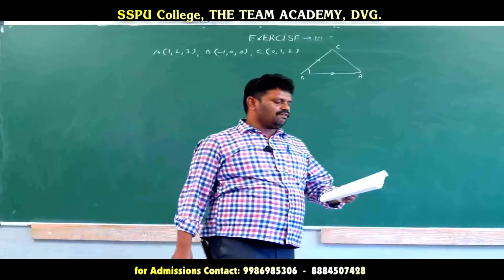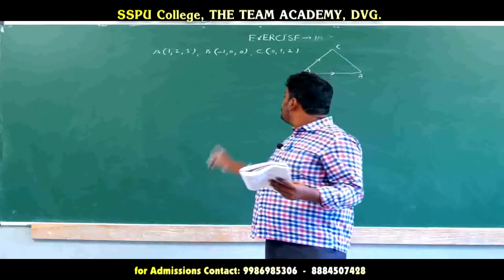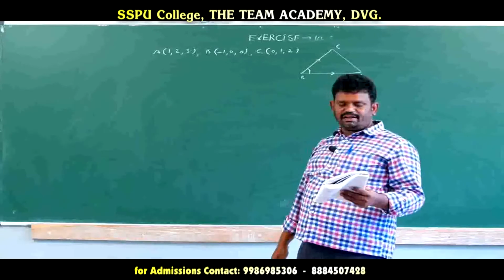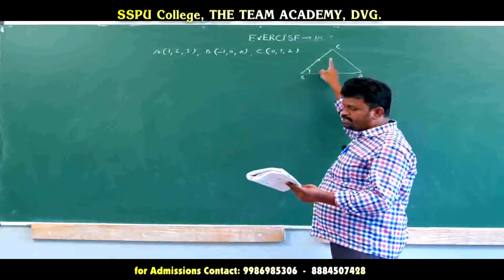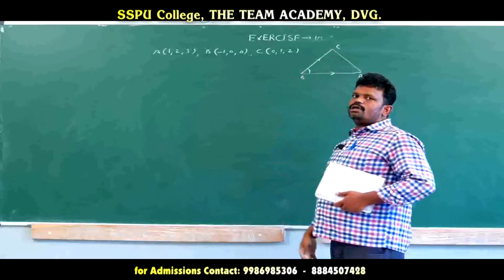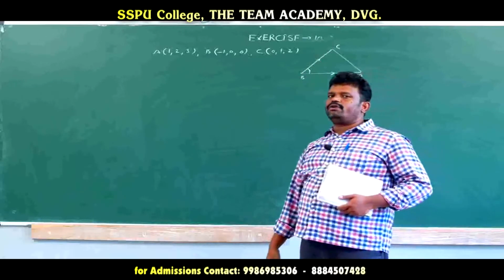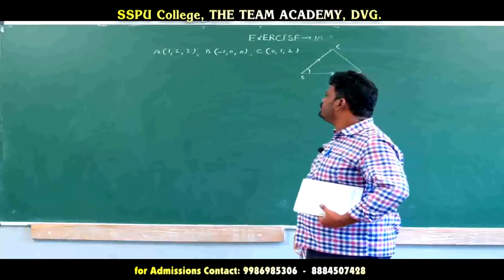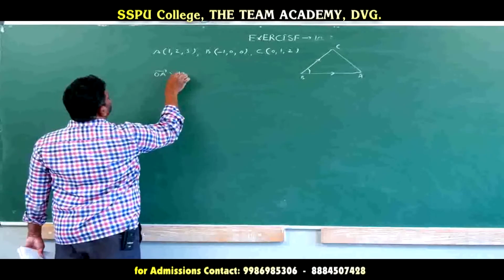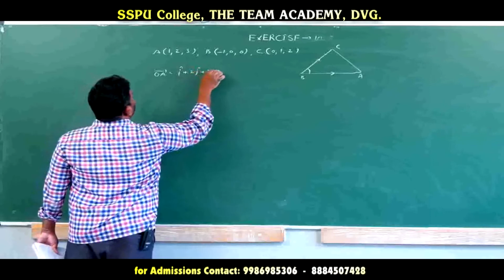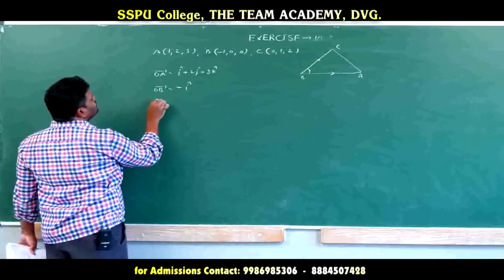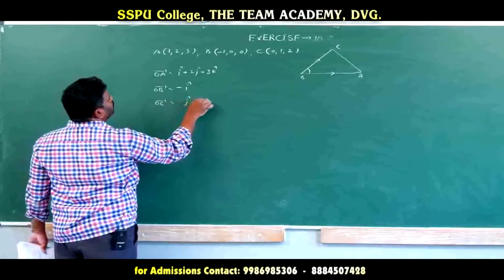Right, 15th question: if the vertices A, B, C are the vertices of triangle ABC respectively, then find the angle between them at B. First we find the vectors BA and BC. Applying the dot product, the angle formula cos theta is equal to the dot product over the product of magnitudes. First we find the position vectors: OA bar is equal to i cap plus 2j cap plus 3k cap, OB bar is equal to minus i cap, and OC bar is equal to j cap plus 2k cap.